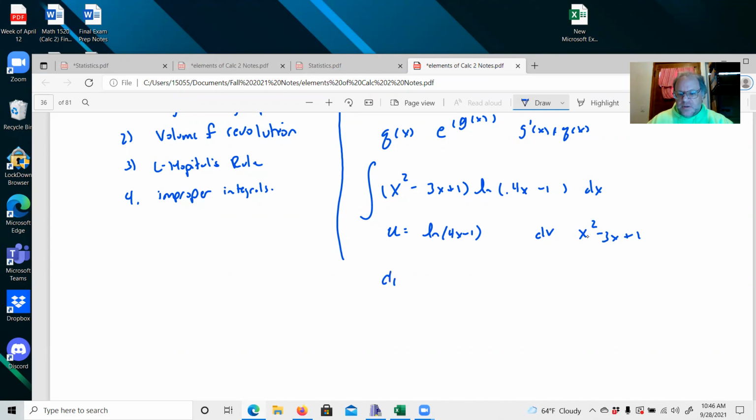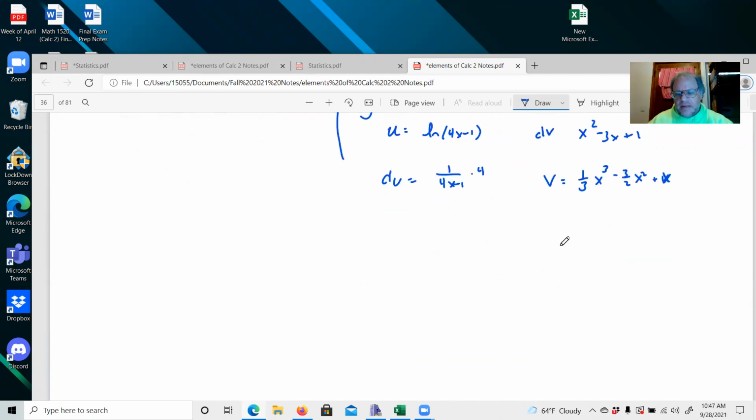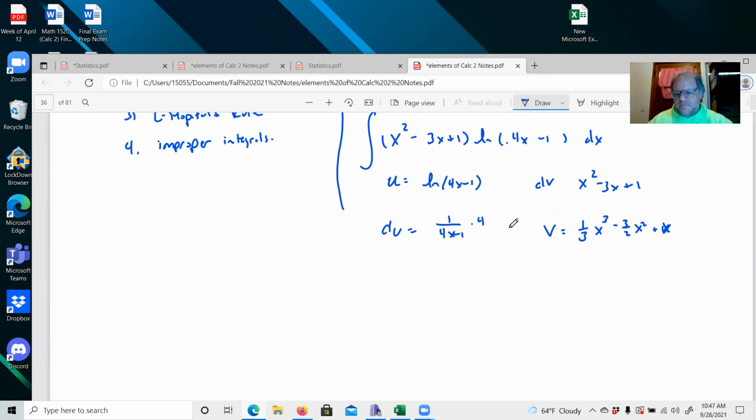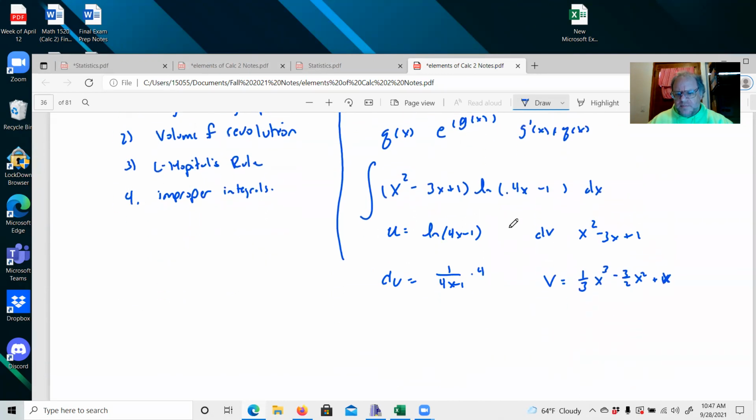du is equal to 1 over 4x minus 1, but don't forget there's a chain rule, so we have a times 4 here. And then v is going to be the integral of this thing, which is 1/3 x cubed. Ooh, this might be a little bit harder than I thought. Minus 3/2 x squared plus x. We'll save the c until the end. Nope. You're going to need partial fractions for this one. Let's not do this one.